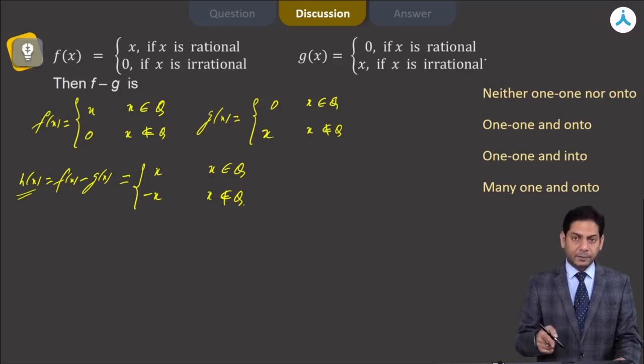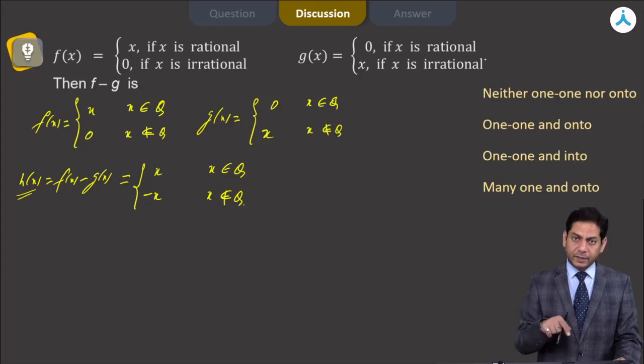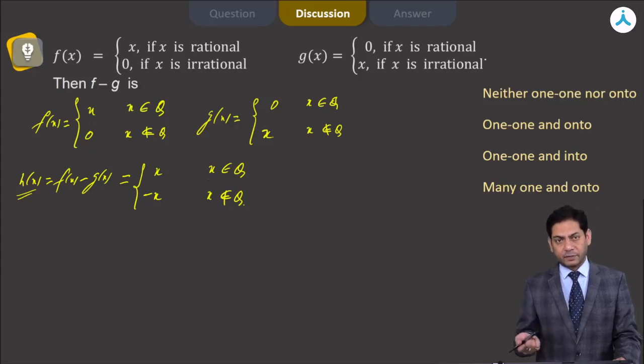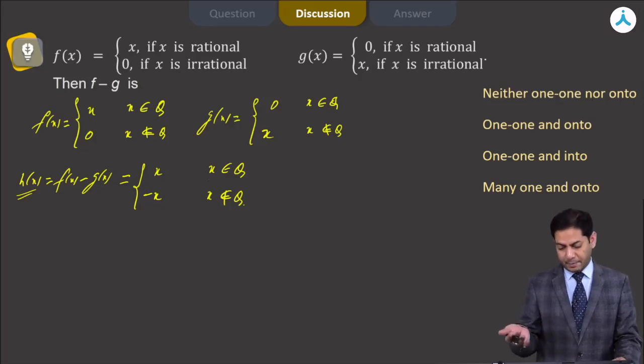And if we plug in any irrational value of x in this function h of x, then we will get the negative of that irrational number. And if we plug in the negative of that irrational number, we will get back the positive value. That is, if we plug in minus root 2, we get root 2, and if we plug in root 2, we get minus root 2. That means every irrational number will also be obtained from this function. And there are no two irrational numbers for which the function can give you the same value.